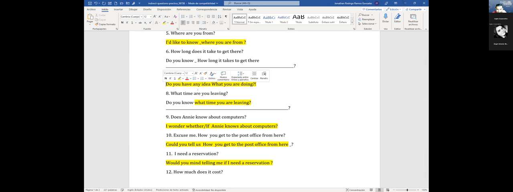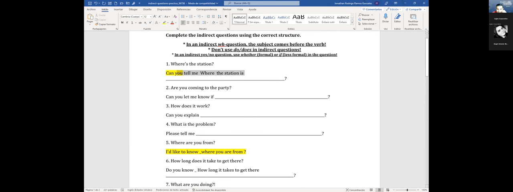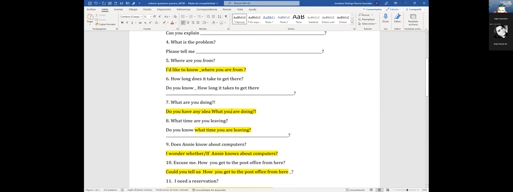Y al final lo había puesto, teacher, el are. Pero es que eso me confunde, porque en algunos se pone así y en otros no. Ah, usted está confundida con la número uno. Could you tell me where the station is? En algunos se pone al final, pero sucede que en la número uno el sujeto es station, entonces va después del sujeto. Aquí ya no agrego nada porque no hay complemento. En cambio acá, you are. Si no estuviera esto, quedaría así, what you are. Pero hay complemento, doing. Igual que acá, what time you are.